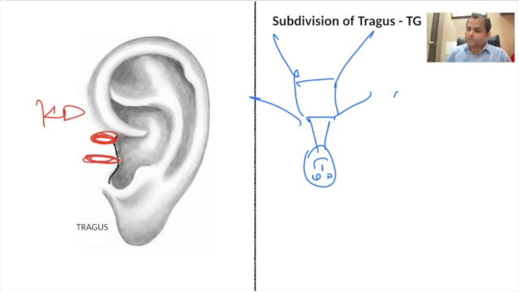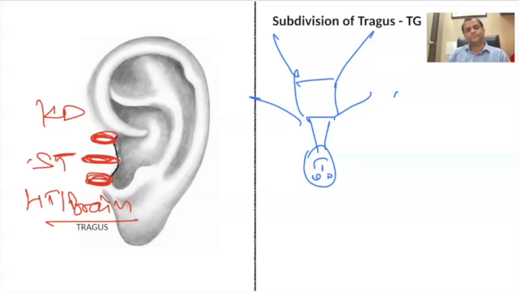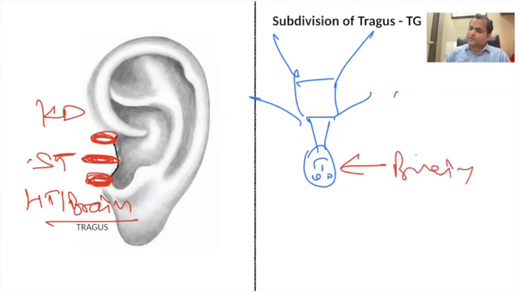The stomach point will be in the middle side, and the heart and brain point will be on the lower side. Right? So we can divide the whole body. This is the brain and heart. This is the stomach and this is the kidney.